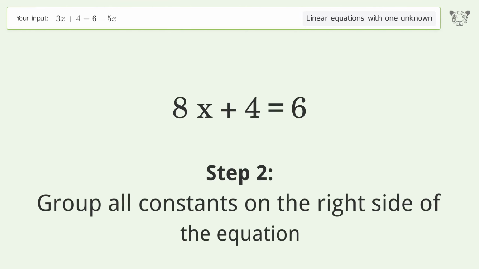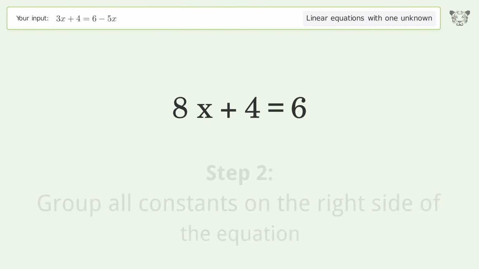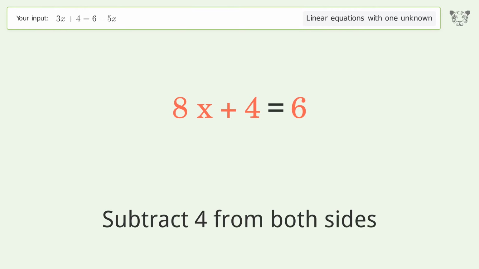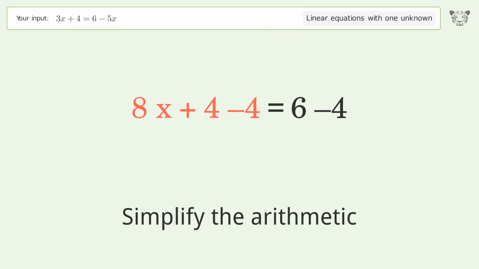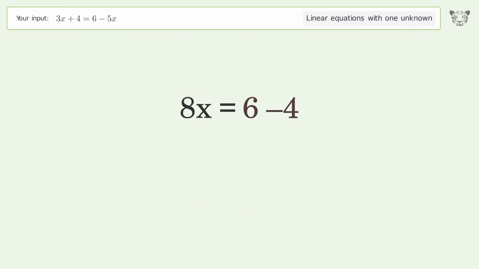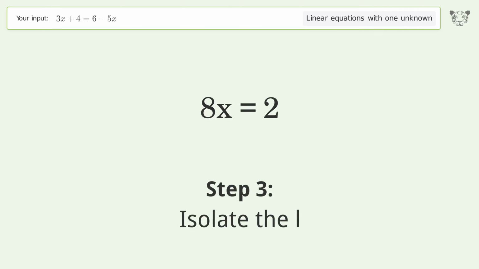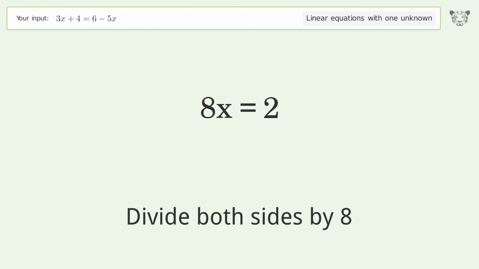Group all constants on the right side of the equation. Subtract 4 from both sides. Simplify the arithmetic. Isolate the x. Divide both sides by 8.